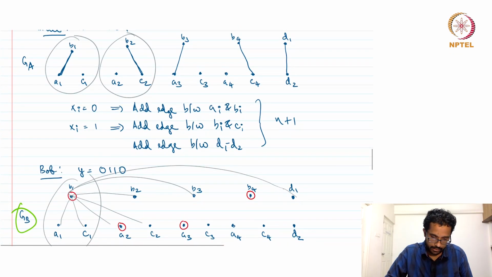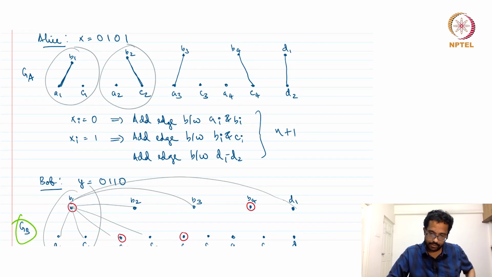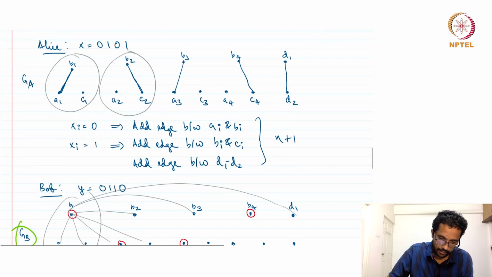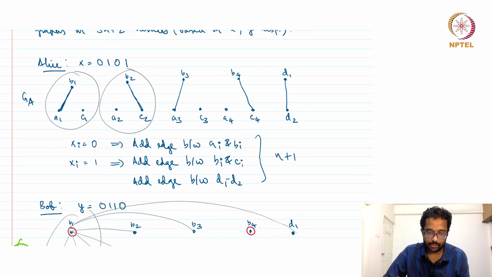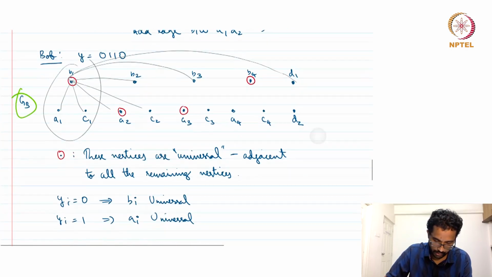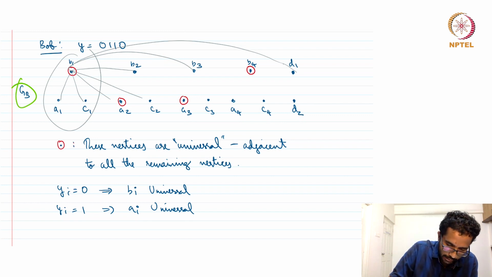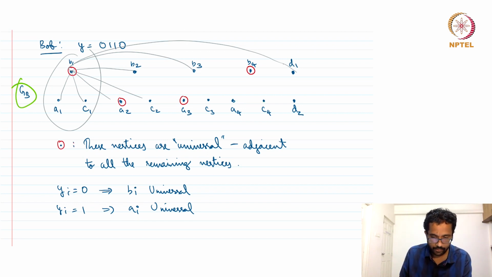What I want to mention here is, look at Alice's string and Bob's string. The claim is this. Notice that Alice's graph has a matching of size n plus 1. In fact, it is just a matching of size n plus 1. What can we say about Bob's graph? We know that any edge in Bob's graph has one of its endpoints as a universal vertex. So for instance, there will not be an edge between A4 and C4 because neither vertex is universal, right?